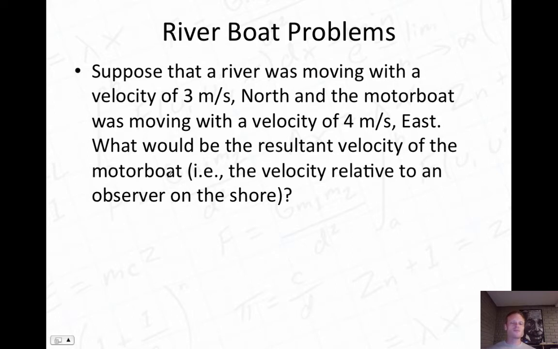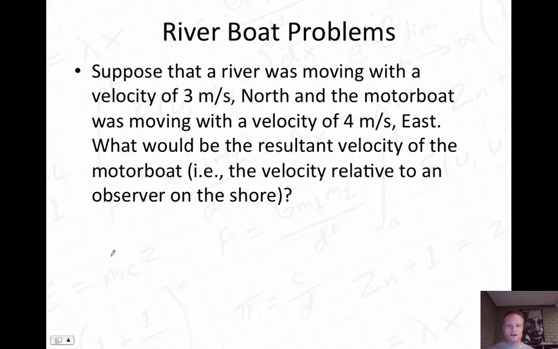So let's take a look at some riverboat problems. With the riverboat problems, basically the idea is that a boat is moving in a river, and you've got different vectors interacting with one another. So it says, suppose that a river was moving with a velocity of 3 meters per second north, and the motorboat was moving with a velocity of 4 meters per second east. What would the resultant velocity of the motorboat be relative to an observer on the shore?